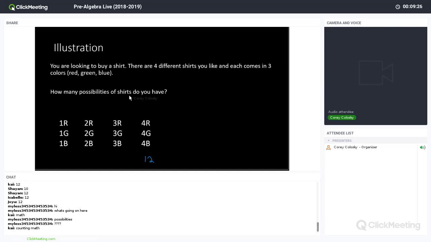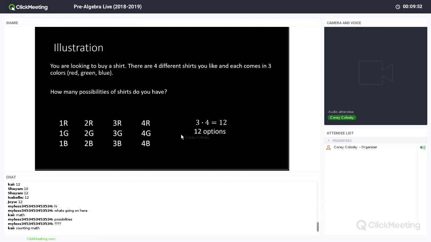We can use a little process of basically just multiplying the numbers together. So if we have 3 colors, and for each color we have 4 different shirts, if we multiply 3 times 4, or 4 times 3, we're going to get 12 possibilities. That is illustrating the fundamental principle of counting, or the fundamental counting principle.